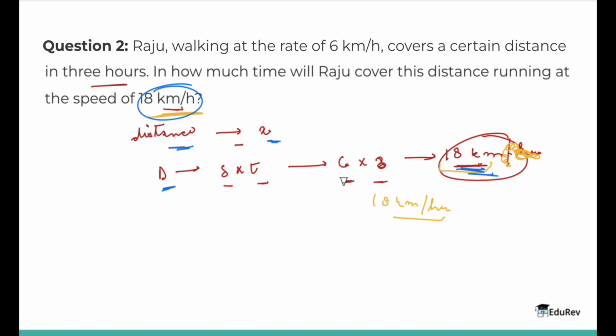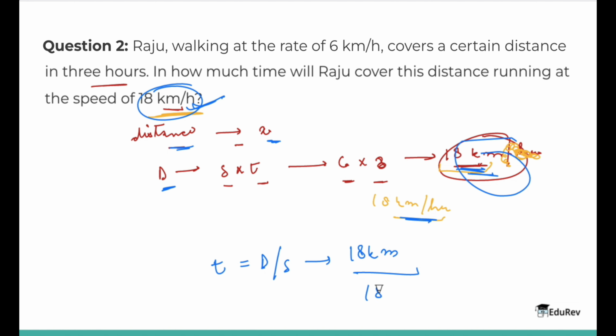And the speed which was given to us was 18 kilometers per hour. So what's going to be the time? Time taken is going to be distance by speed. The distance I calculated was 18 kilometers, upon the speed, 18 kilometers per hour. So time is going to be nothing but 1 hour. I hope this is understood by you people. So let's move on to another question.